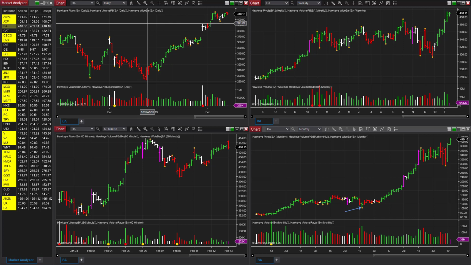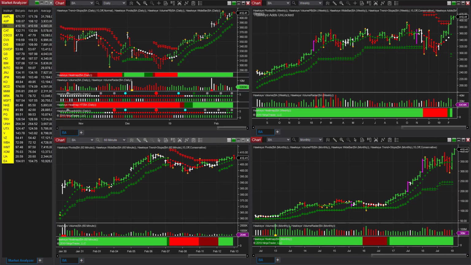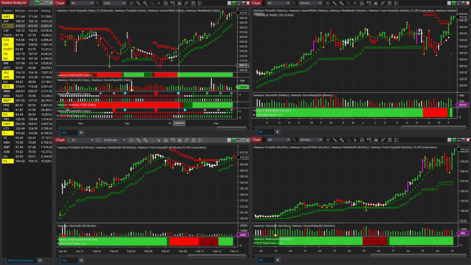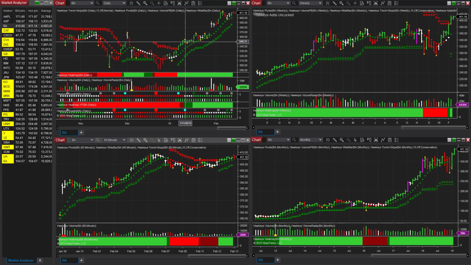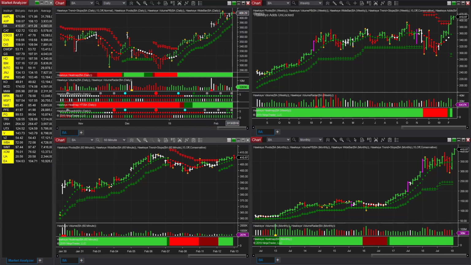So looking at that exact same setup with the Hawkeye tools, other than volume, you can see that exact same setup that we were looking for failed, and we got a signal to enter right here. Hawkeye aligned and gave us an initial entry point that could have gotten us in and gotten us to a good profit level.